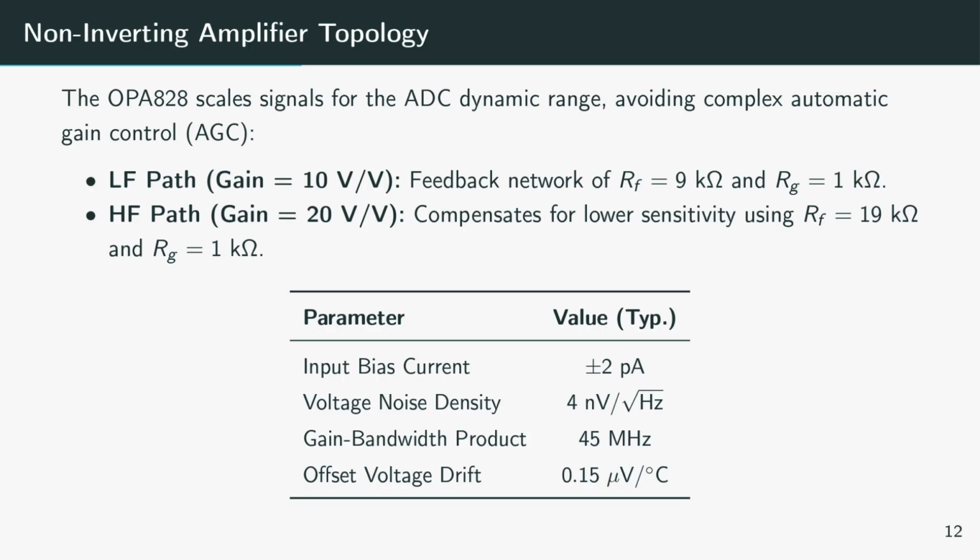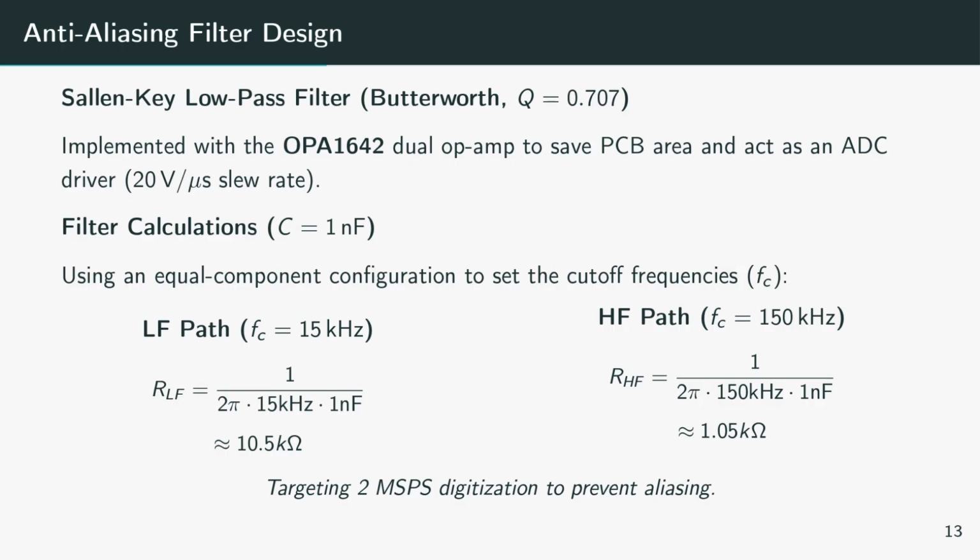Looking at the amplifier characteristics, we can see that the OPA828 is well suited for this application. It has an extremely low input bias current on the order of picoamps, which is essential because the sensor itself has a very high output impedance. It also has low voltage noise, which helps maintain a high signal-to-noise ratio. In addition, the high gain bandwidth product ensures that the amplifier can operate correctly over the required frequency range, up to 100 kHz. Overall, this stage provides stable, low-noise amplification while preserving the integrity of the sensor signal.